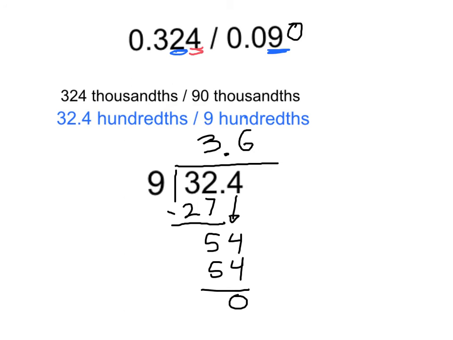So this gives me the answer here, 0.324 divided by 0.09 equals 3.6. Another way to say this is 324 thousandths divided by 90 thousandths equals 3.6, or 32.4 hundredths divided by 9 hundredths equals 3.6. So we've written the question in 3 different ways, but they all give us the same answer.